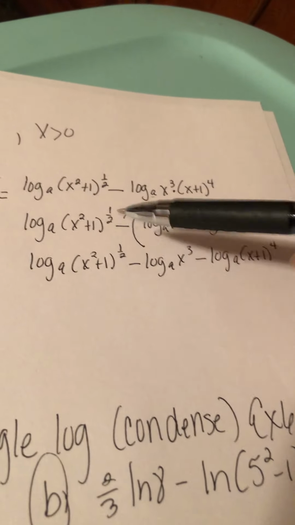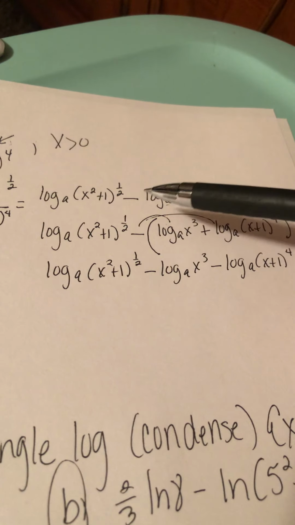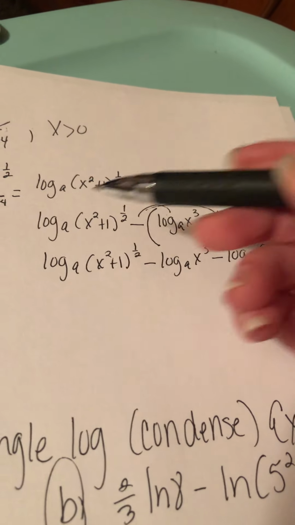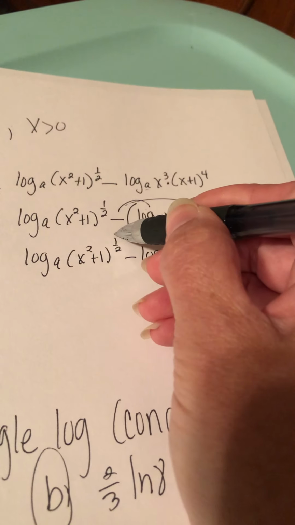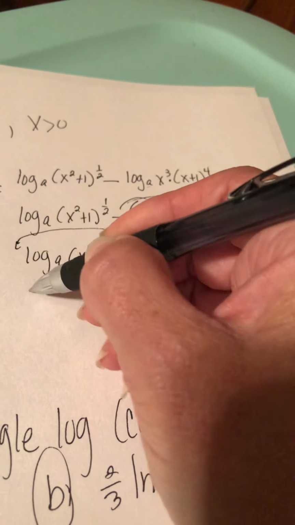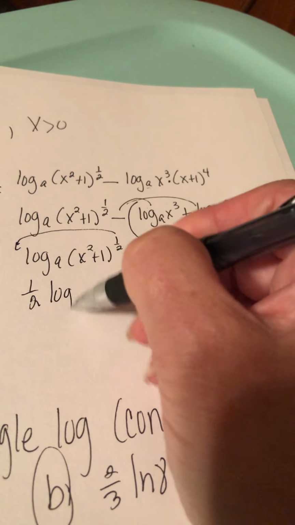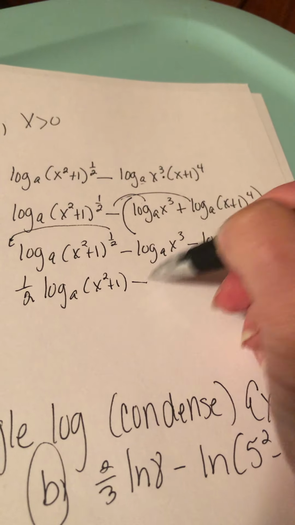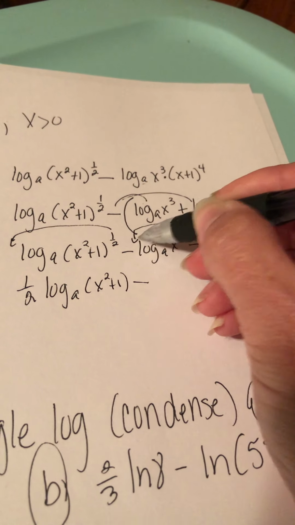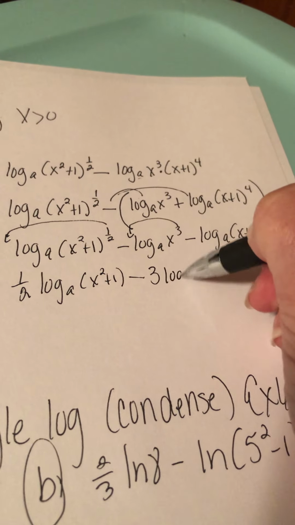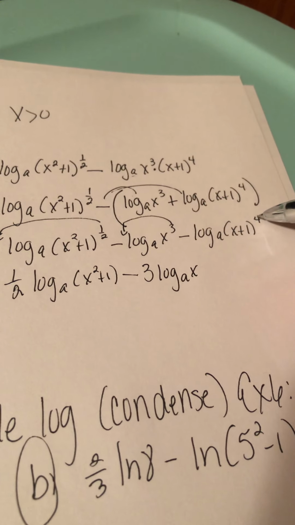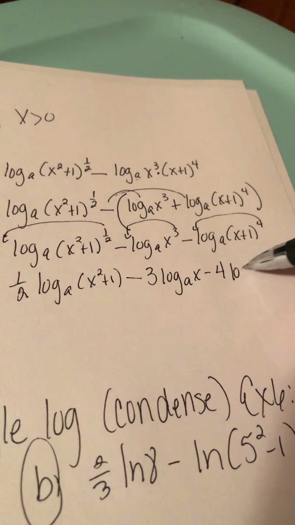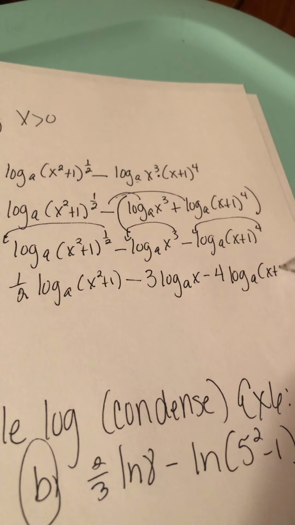Since I've made everything from division and multiplication into addition and subtraction, now I'm going to get rid of those exponents. So this exponent of 1/2 is going to come to the front as 1/2 log base A of x squared plus 1 minus, let's bring this third power to the front, 3 log base A of x, and bring this fourth power to the front, minus 4 log base A of x plus 1.